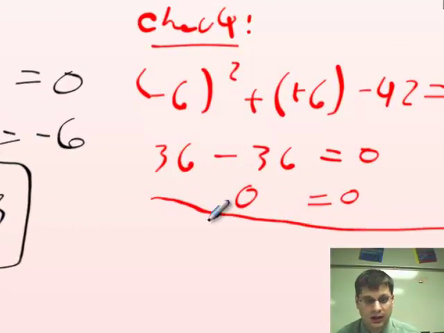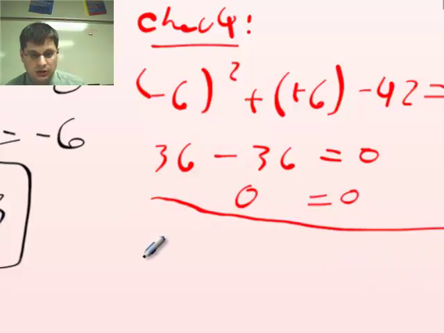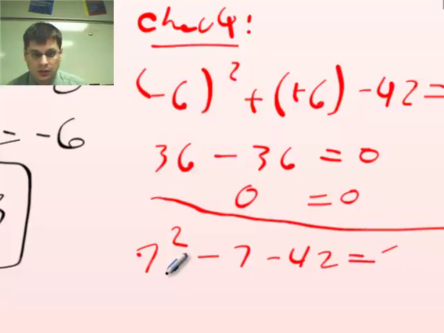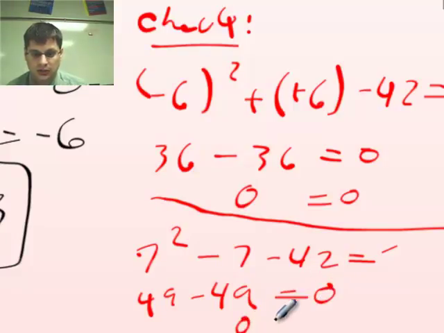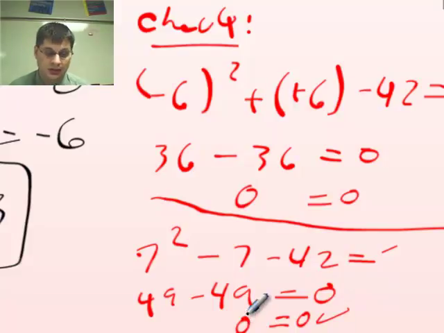Likewise, I could do it with the 7. So 7 squared minus 7 minus 42. Well, 7 squared is 49. Negative 7 minus 42 is negative 49. And 49 minus 49 is equal to 0. And that checks out. So that's why those are solutions.